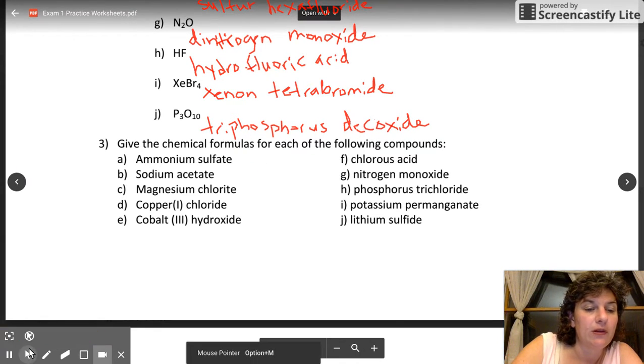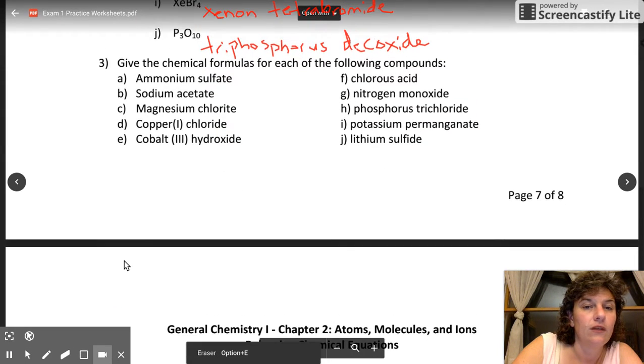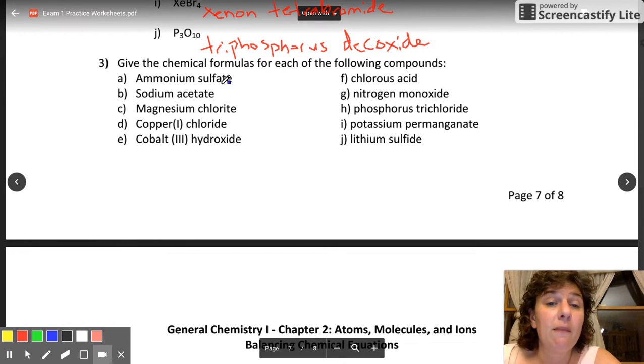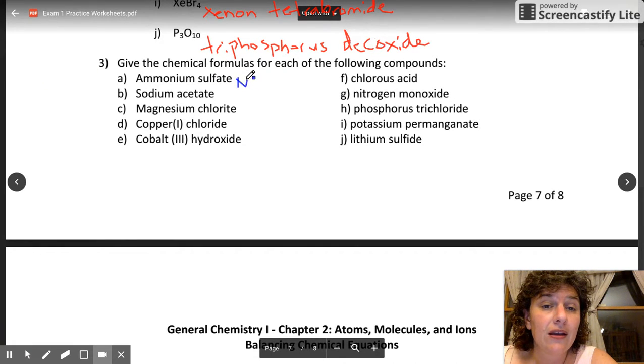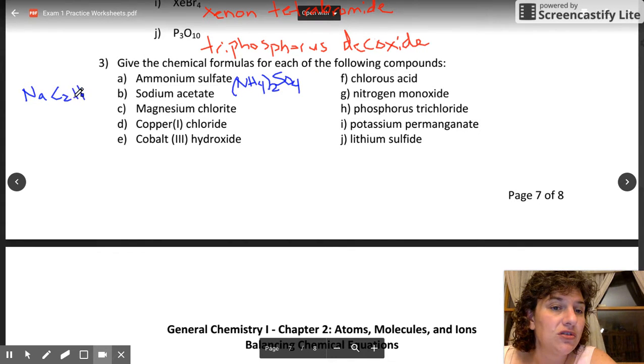Let me move this up a little bit. Ammonium sulfate. So we need to remember the ammonium polyatomic ion, that's NH4. And it has a charge of +1. And we know that our sulfate has a charge of -2. So we need 2 of these guys. NH4, 2SO4. I'm going to do this one over here so I have more room. Sodium is a +1. Acetate is C2H3O2. And it only has a -1. So they're just 1 to 1, just like that.